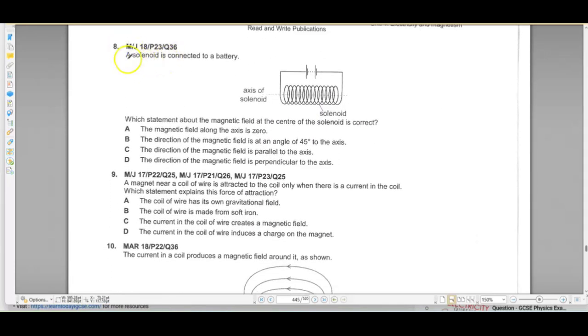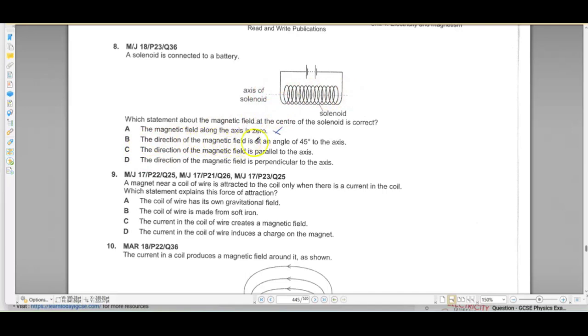Question number 8. A solenoid is connected to a battery. Which statement about the magnetic field at the center of the solenoid is correct? The magnetic field along the axis is 0. No, that is not correct. The magnetic field is parallel to the axis. It's not 0 along the axis.